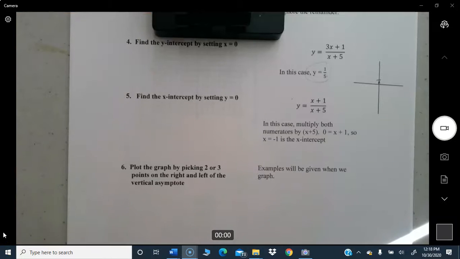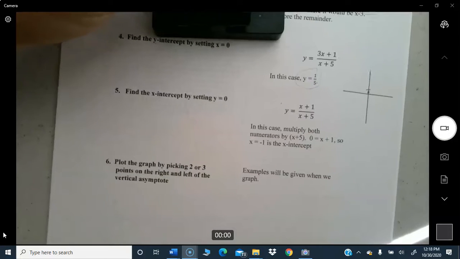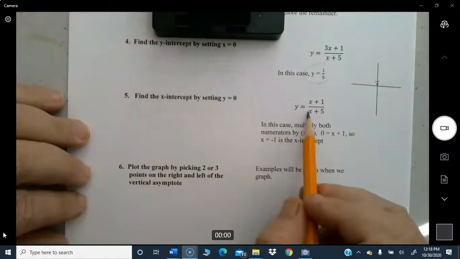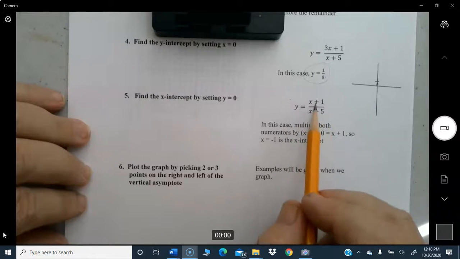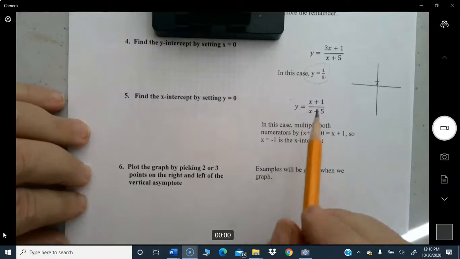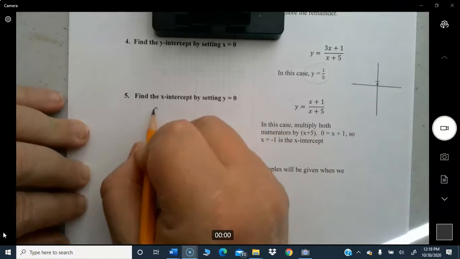Okay, finally the x-intercept. How do we get that? We do that by doing just the opposite. We set y equal to 0. So over here we would set y equal to 0 and figure out what x is. That sounds like it might be hard, but it's not. Let's do it over here.